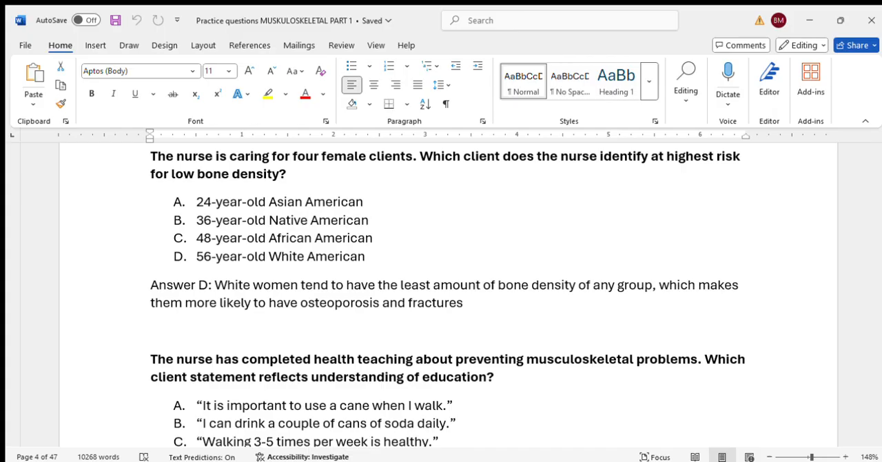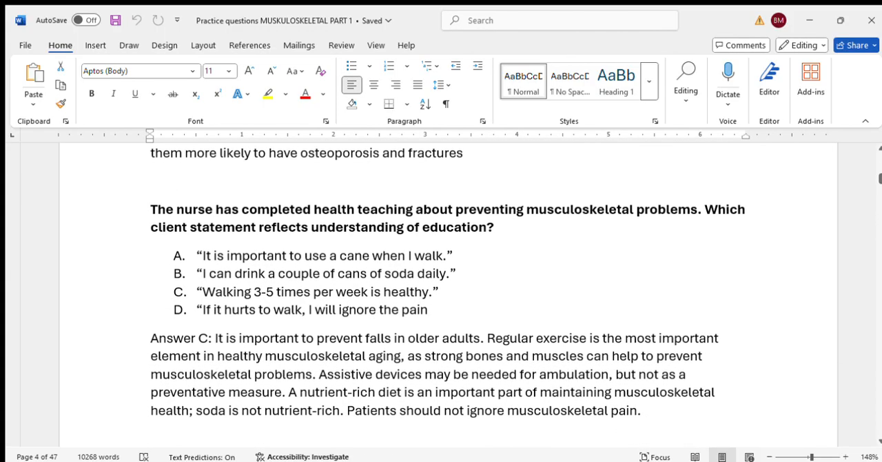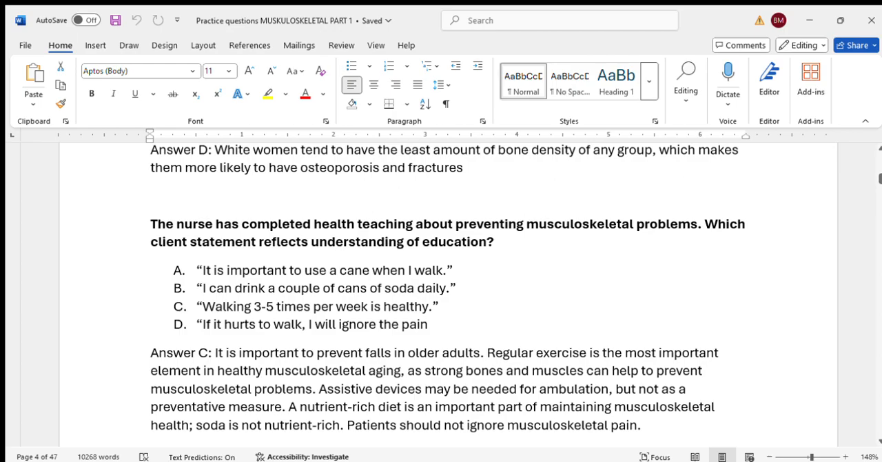Very good. So next question: the nurse has completed health teaching about preventing musculoskeletal problems. Which client statement reflects understanding of the education? A, it is important to use a cane when I walk. B, I can drink a couple of cans of soda daily. C, walking 3 to 5 times per week is healthy. And D, if it hurts to walk, I will ignore the pain. And the answer is C.